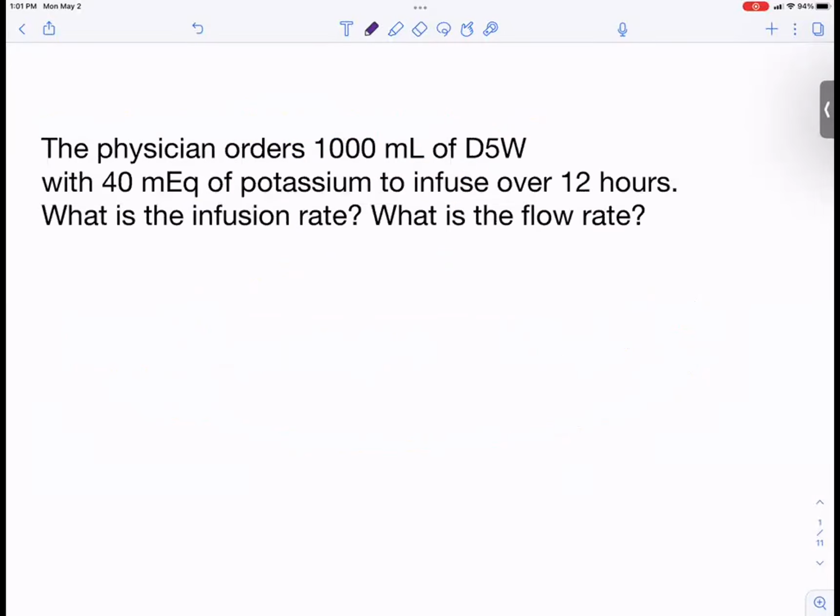So this question says, the physician orders 1,000 milliliters of D5W with 40 milliequivalents of potassium, and they want that to infuse over 12 hours. What is the infusion rate? Or it could say, what is the flow rate? So in this case, again, it doesn't say the word pump, but it doesn't offer a drop factor either. So he's simply asking you to give 1,000 milliliters of a fluid, which happens to have this medication inside of it. But we're not worried about that.